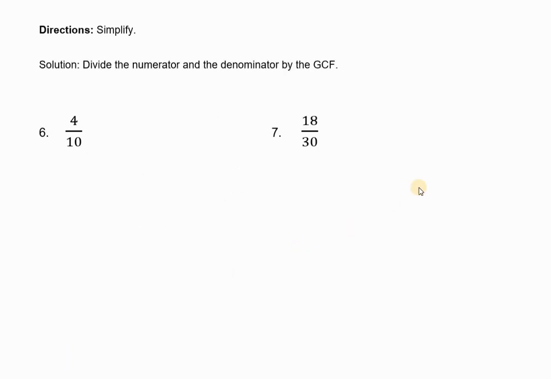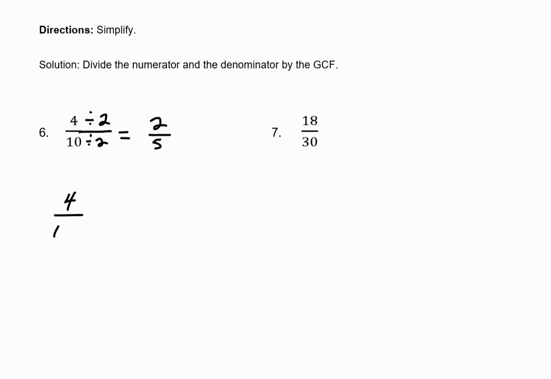Okay, the directions for my next two problems are to simplify. And my solution, or the hint here, is to divide the numerator and the denominator by the GCF, or greatest common factor. So I want to find the biggest number that goes into 4 and 10. The biggest number that goes into both of those is 2. So I'm going to divide the top number by 2, and I'm going to divide the bottom number by 2. So 4 divided by 2 is 2, 10 divided by 2 is 5. So my answer is 2/5.